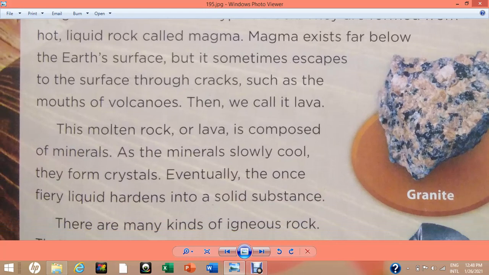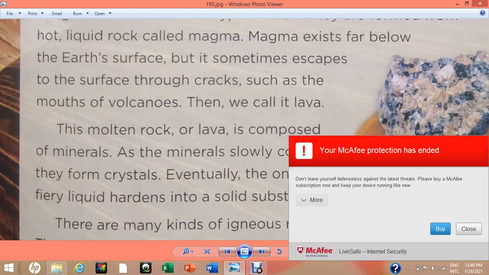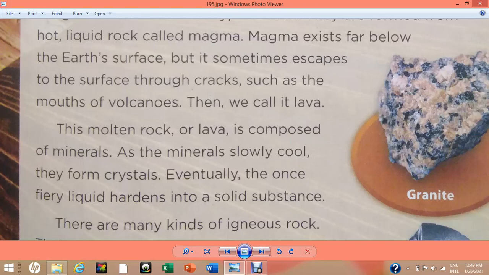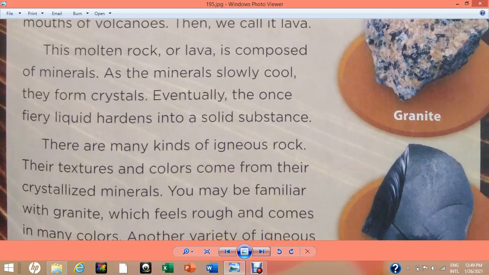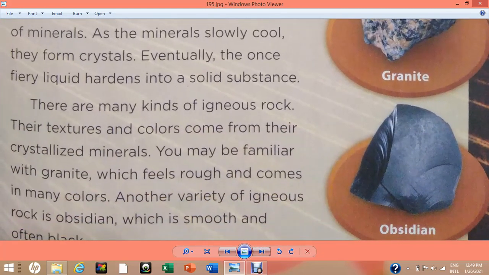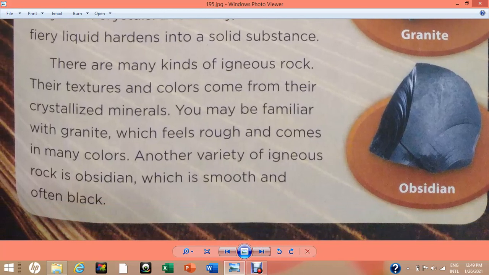This molten rock or lava is composed of minerals. As the minerals slowly cool, they form crystals. Eventually, the once fiery liquid hardens into a solid substance. There are many kinds of igneous rock. Their textures and colors come from their crystallized minerals. You may be familiar with granite, which feels rough and comes in many colors. Another variety of igneous rock is obsidian, which is smooth and often black.